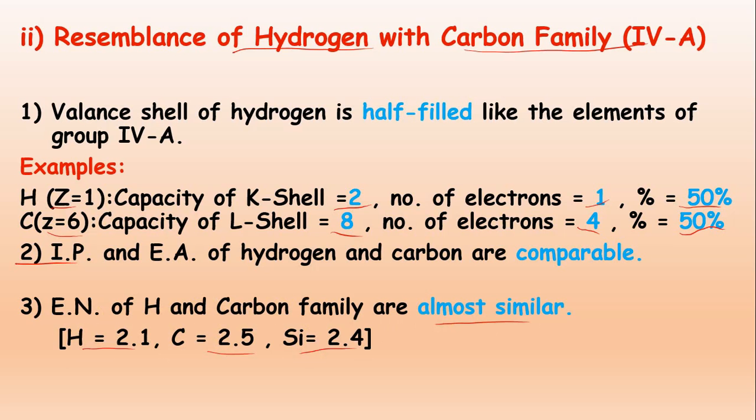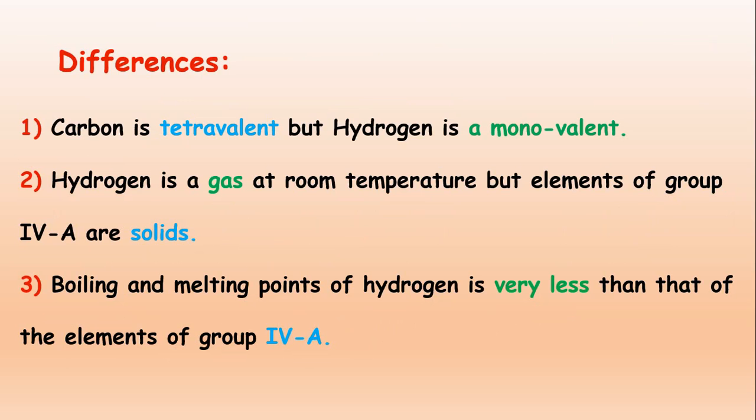So they are near to one another in electronegativity. Now the next is the differences between hydrogen and the fourth A carbon family. Carbon is tetravalent, but hydrogen is monovalent. Tetravalent means the valence electrons in carbon are 4. Look at here, in this way it can form 4 single covalent bonds with others. So that is the reason it is tetravalent, meaning 4 electrons, but hydrogen has only 1 electron. It can form a single covalent bond in this way. So that is the reason carbon is tetravalent and hydrogen is monovalent.